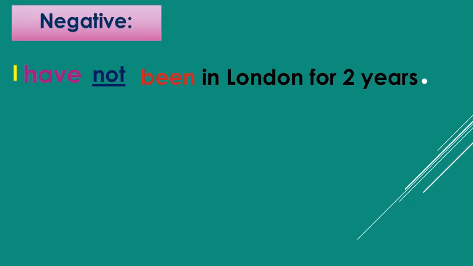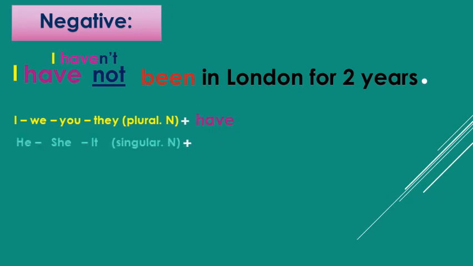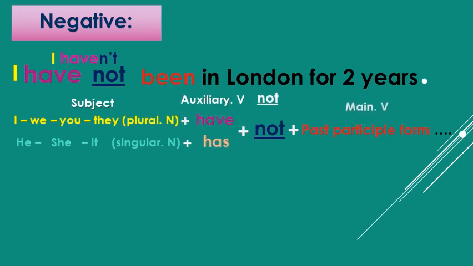And we can contract it to I haven't. So here we have I, we, you, they, or any plural noun plus have, or he, she, it, or any singular noun plus has, plus not. Then we add the past participle form and a full stop. So: subject, auxiliary verb, not, and the main verb.